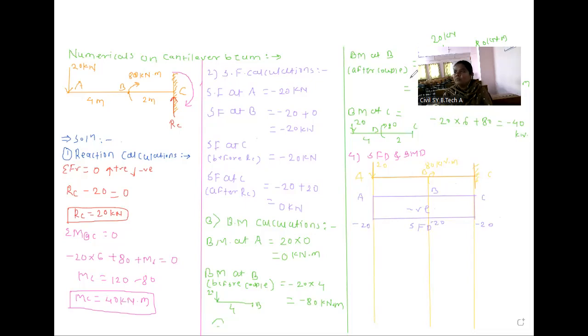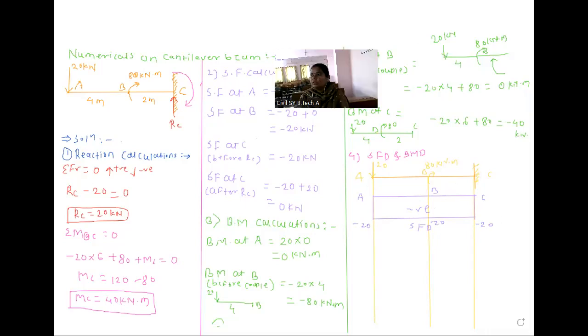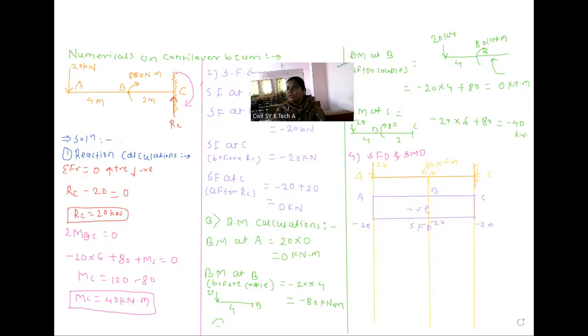So bending moment values are also negative. That means our bending moment diagram is below baseline. First we will draw the baseline. So this is our baseline. Now bending moment at A point. Bending moment at A is zero. Bending moment at B before couple is minus 80, that means up to this point. Suppose here minus 80. Now I have drawn an inclined straight line here. Why have I drawn an inclined straight line here?